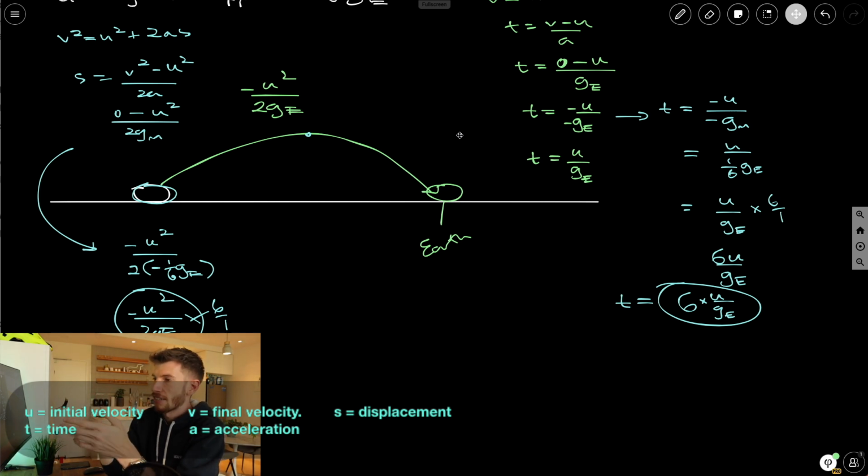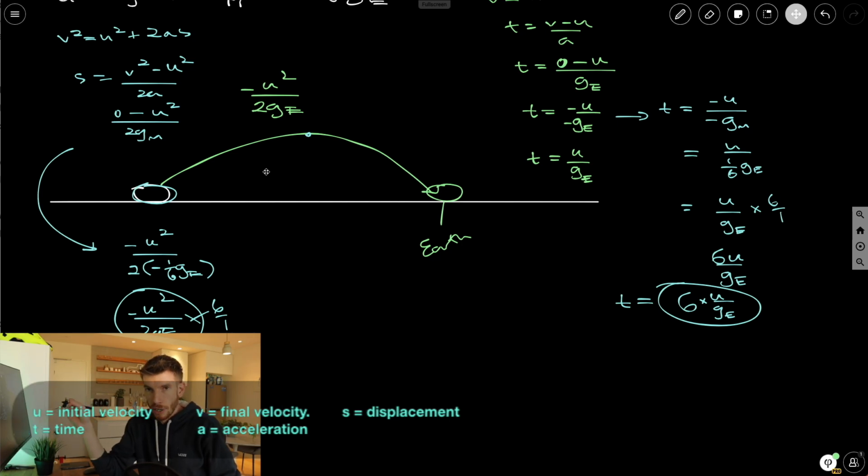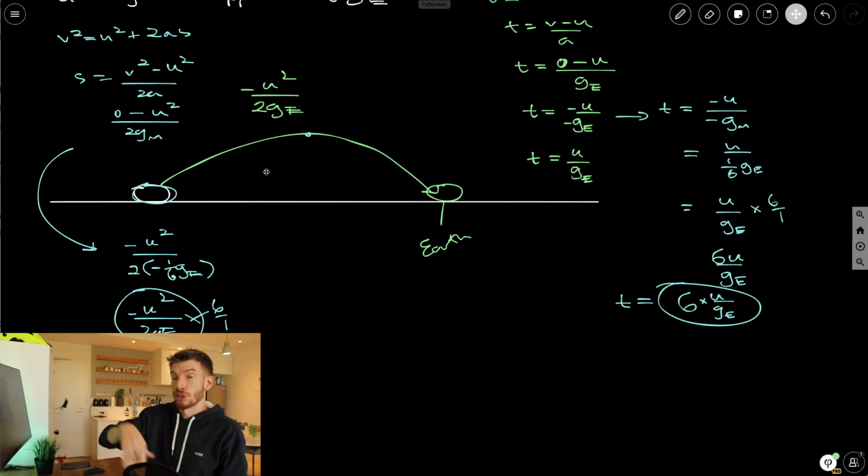So the final thing is, if it had the same horizontal motion to it, then it means that it was in the air 6 times as long. There is no change in horizontal vectors between the moon and Earth because gravity is vertical. So you've got the same horizontal velocity, which remains constant throughout the flight. But the time in the air is 6 times greater on the moon. So therefore the ball should travel 6 times as far as well.